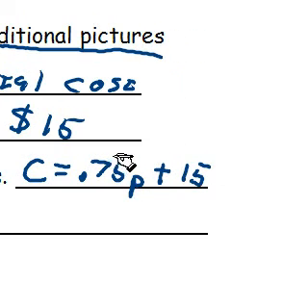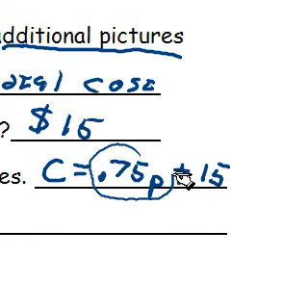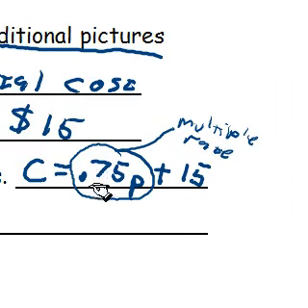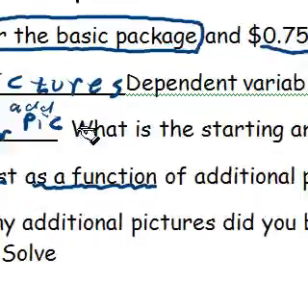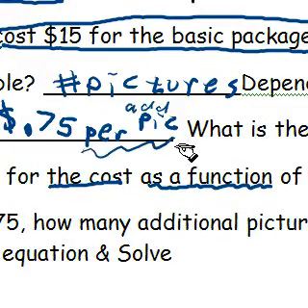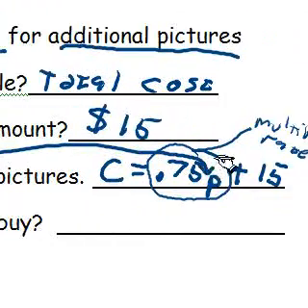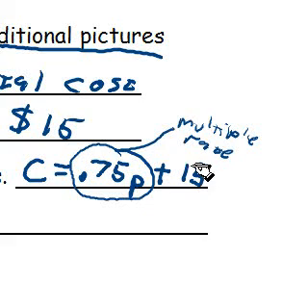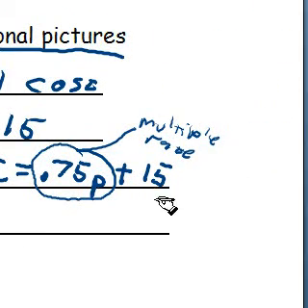And look, doesn't this equation fit our form here? We have our multiple, our rate, which was 0.75 dollars per picture we buy. And so that's how I got that p right here. That's why that p variable sits right there next to the 3/4. And our 15 is, well, that's our constant. That's what we have to pay in the beginning. That's what we have to pay regardless. So we just tack that right onto the end. So that 15 here is our constant.